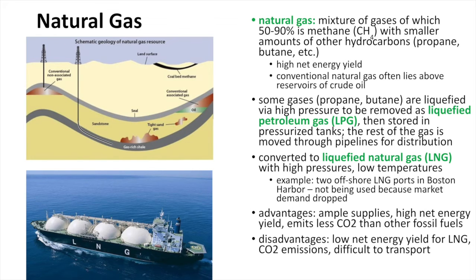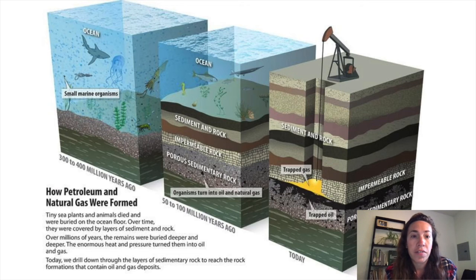Basically you have to put in a ton of energy in order to liquefy it to transport it, and because of that, it lowers the net energy yield overall. And there are still some CO2 emissions associated with natural gas. But we're seeing it used a lot more, and it's certainly being used a lot for electricity generation throughout the United States. And we see a lot of natural gas and oil being extracted in the central parts of the United States, which can be associated with fracking.